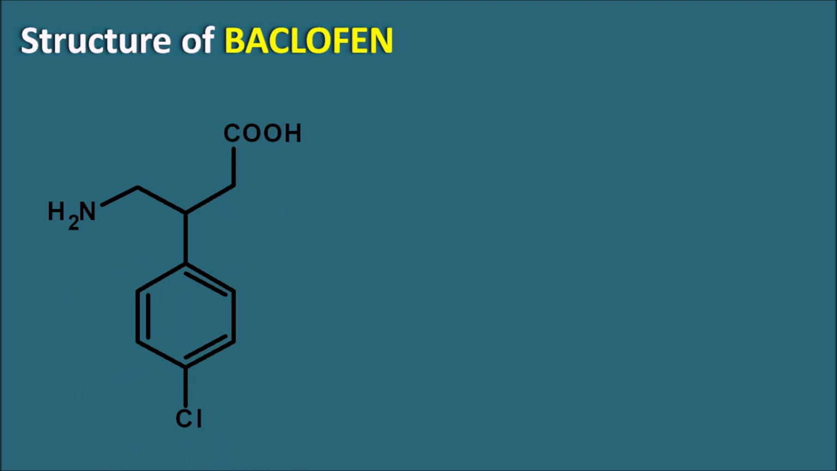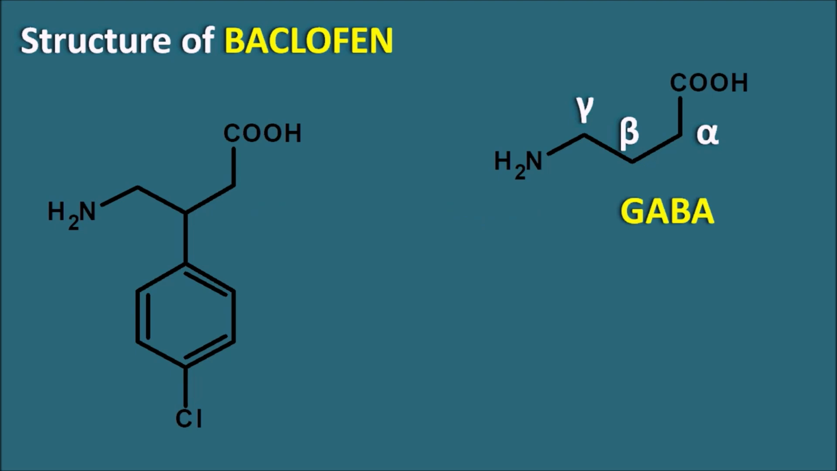Now let us see the structure of Baclofen. Baclofen has a structure like this, and we can compare this structure with one of the neurotransmitters. This is simply a carboxylic acid with a terminal amine group. So this is the alpha carbon, beta carbon and gamma carbon, with the amino group on the gamma portion. So this is nothing but gamma amino butyric acid, otherwise simply called GABA. GABA is one of the inhibitory neurotransmitters within the CNS.